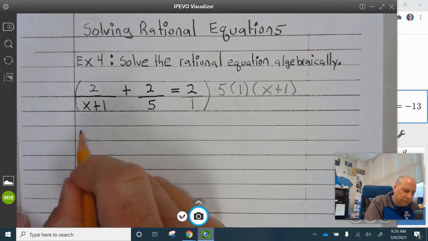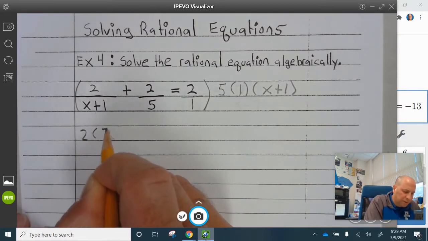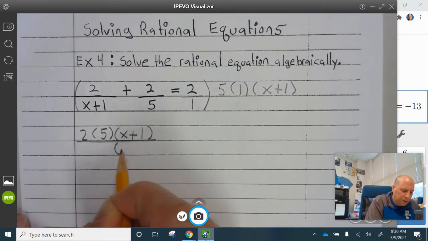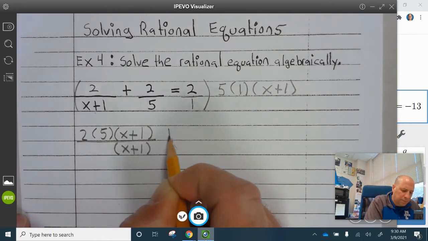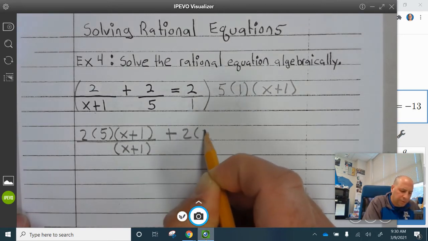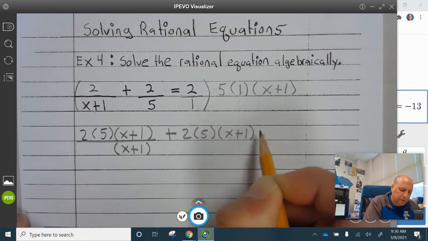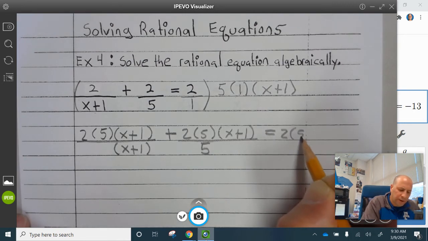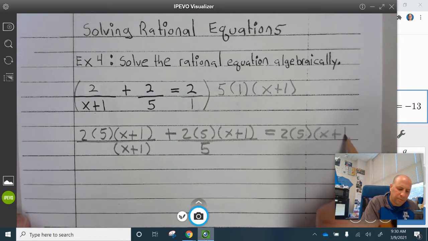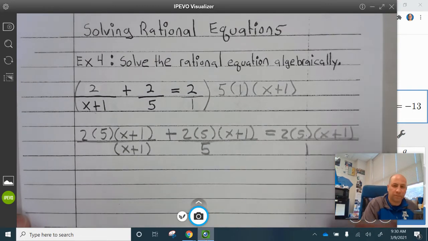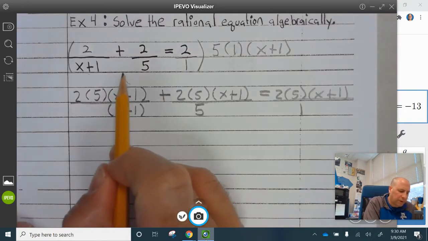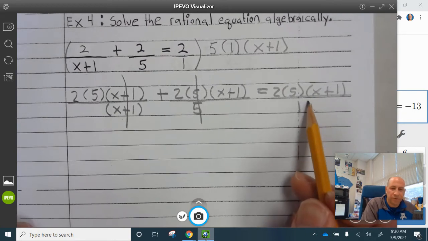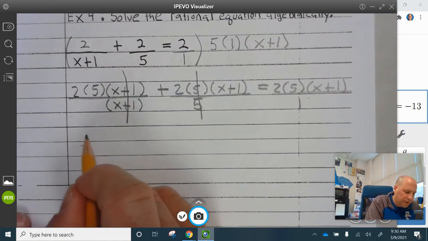So let's do that. So that's 2 times 5 times x plus 1 divided by x plus 1 plus 2 times 5 times x plus 1 divided by 5 equals 2 times 5 times x plus 1 divided by 1. Well, this divides by itself and becomes 1. 5 divided by 5 becomes 1. And then anything divided by 1 is just itself. So we're left with 2 times 5 is 10.